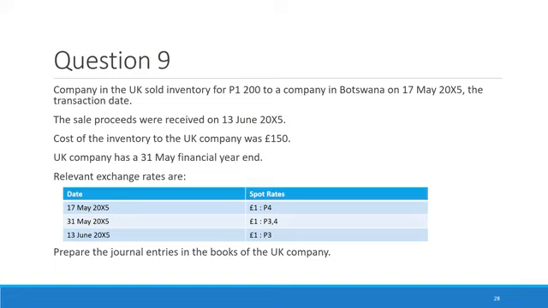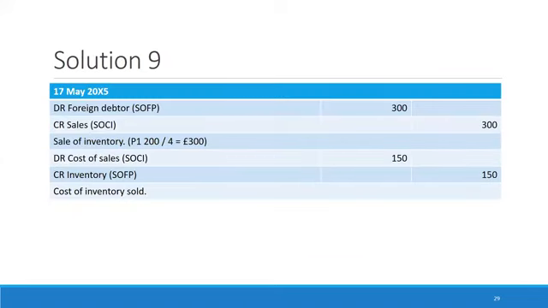So we expect to see our very first journal as credit sales, debit our foreign debtor. And that's exactly what we found. On transaction date, we need to show the journal entry for the selling price of the inventory. How do we do that? We credit sales with 300, being the translation on transaction date. And do we debit bank or do we debit foreign debtor? Okay, we debit our foreign debtor because they're only going to pay in the future.